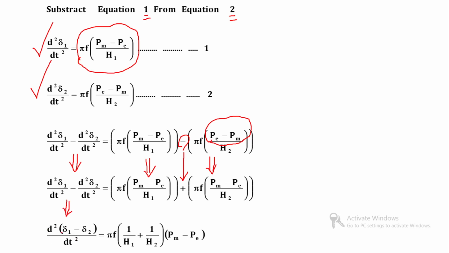So again let's take d square by dt square as common, so in the bracket the remaining term will be delta 1 minus delta 2. And in this equation we have taken pi f and Pm minus Pe as common from both these terms. So this is the pi f and this is the Pm minus Pe. The remaining term from these two terms is 1 upon H1 plus 1 upon H2. Clear?